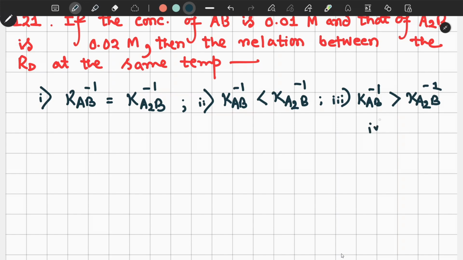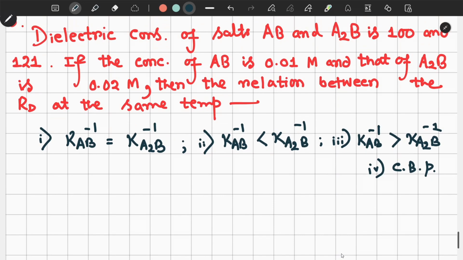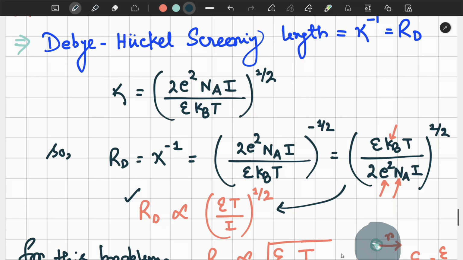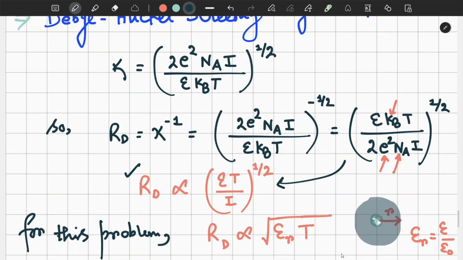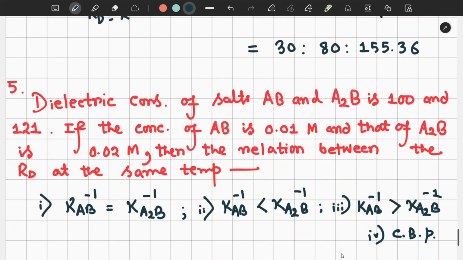And the fourth one is can't be predicted. So you can try. You know the expression, right? This is the expression. Is proportional to root over Et by I. You don't need to remember the explicit value, they don't want to calculate it. That is not very straightforward, because for that case you have to remember the total expression. That is not very easy. But you can remember this Rd is proportional to root over Et by I. From that you can do it also.